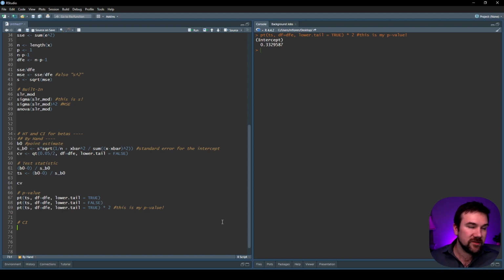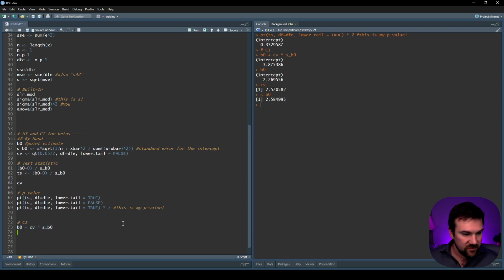Remember, this is point estimate plus or minus critical value times standard error. Point estimate is B0, plus or minus critical value times standard error. And again, if you're wondering what each of these numbers are, you can just highlight it and hit Control Enter, and you can see each one of these numbers on their own. Of course, you can copy and paste numbers if you want to take the calculator approach.